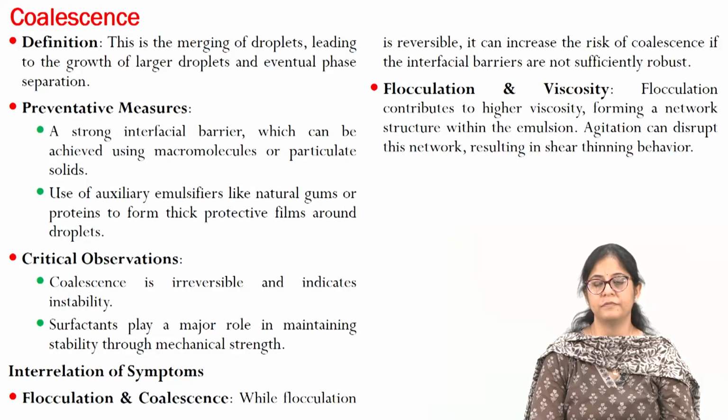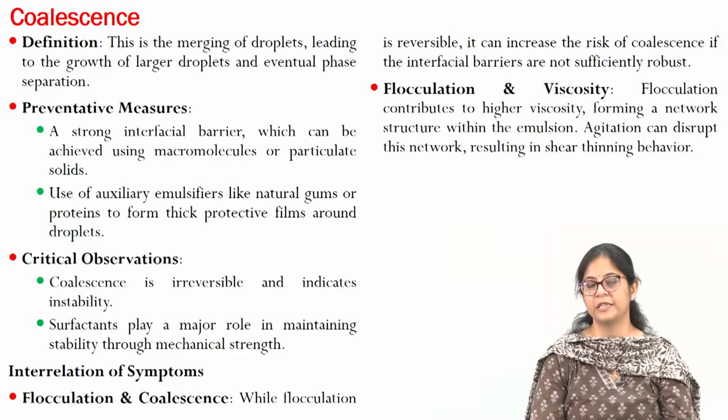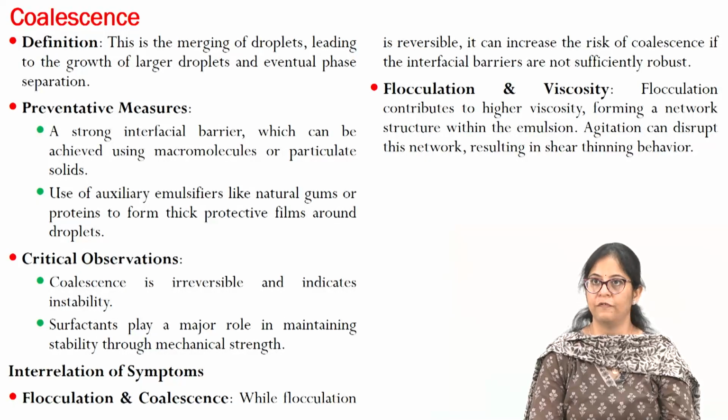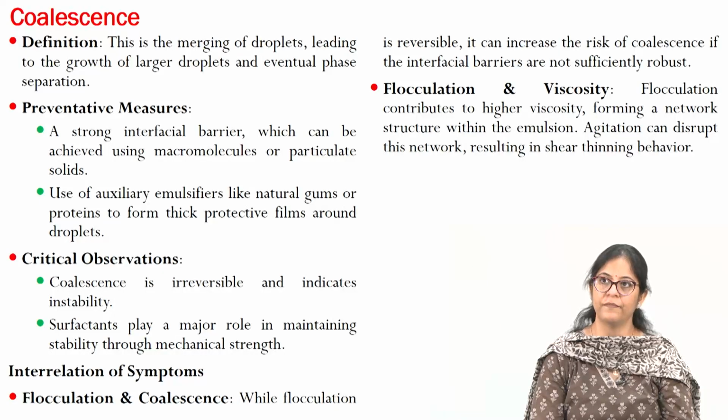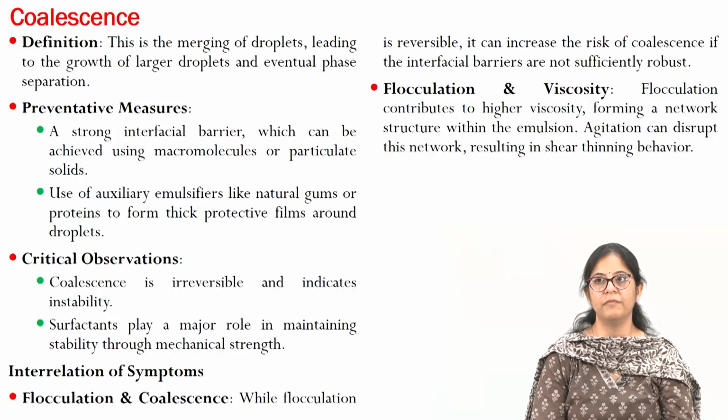Interrelationship of symptoms of the destabilization like flocculation and coalescence. While flocculation is reversible, it can increase the risk of coalescence if the interfacial barriers are not sufficiently robust. Flocculation and viscosity: flocculation contributes to higher viscosity, forming a networked structure within the emulsion. Agitation can disrupt this network and result in shear thinning behavior.